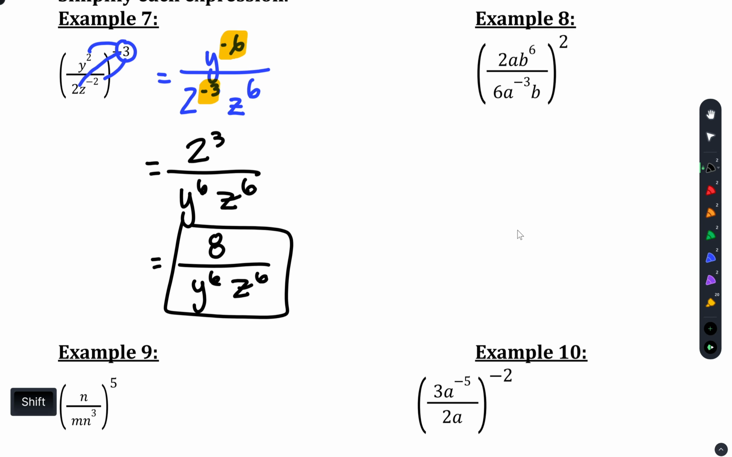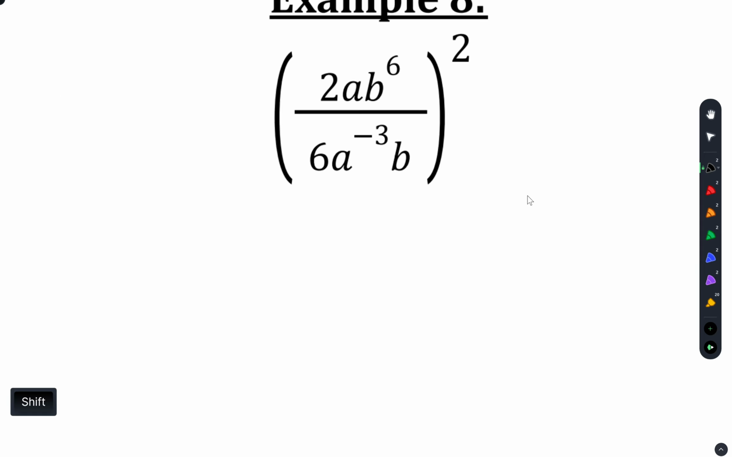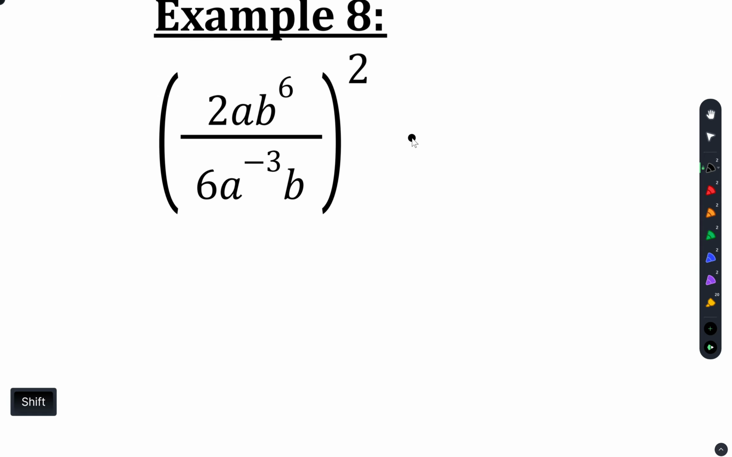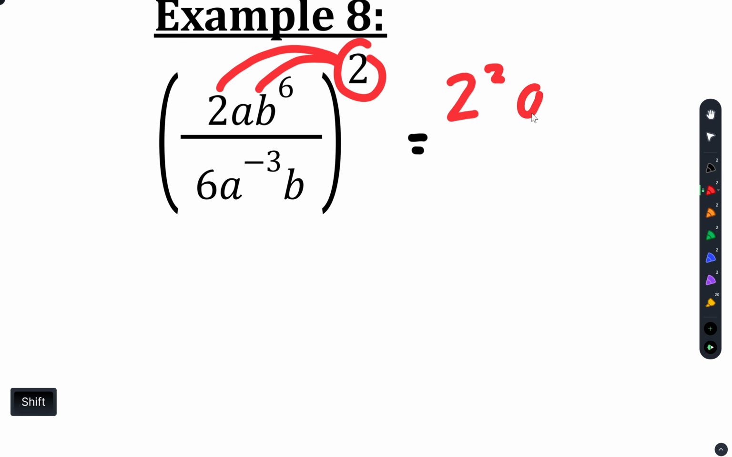Because this was a 2 to the negative third, so I had to move the 2 to the third to the top. Okay, let's do that exact same process again. I'm going to distribute the 2 to every single piece on the inside here. So for the top, let's do this in different colors. I want 2 to the second power. I want a to the second power. B, multiply those exponents, b to the 12th power.